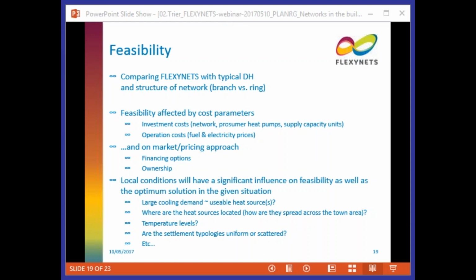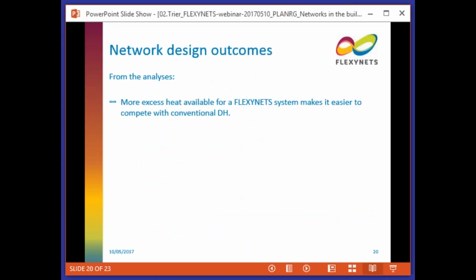But if you only have one centralized excess heat facility you need to reach, then the ring structure might be less feasible. And what temperature levels are we talking about, and are the settlement typologies uniform or scattered, and so on. So we see a lot of different local conditions affecting what would be the optimum solution.